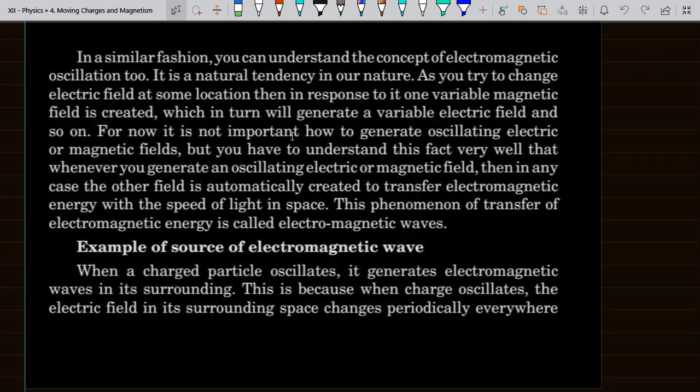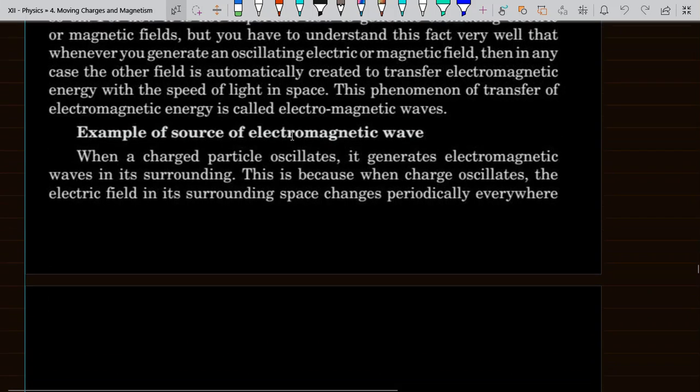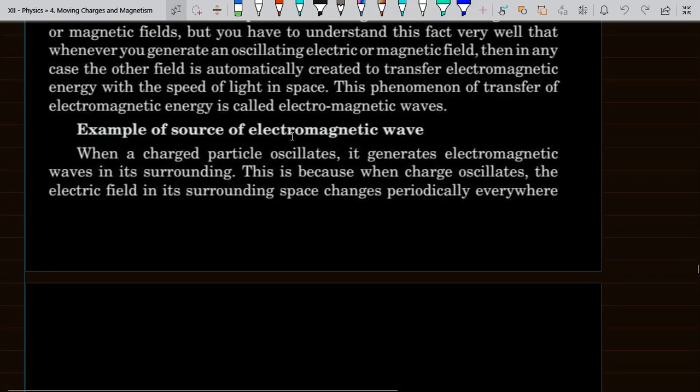For now, it is not important to know how to generate oscillating electric or magnetic field, but you have to understand this fact very well that whenever you generate an oscillating electric or magnetic field, then in any case the other field is automatically created to transfer electromagnetic energy with the speed of light in space. This phenomenon of transfer of electromagnetic energy is called electromagnetic waves, or EM waves.